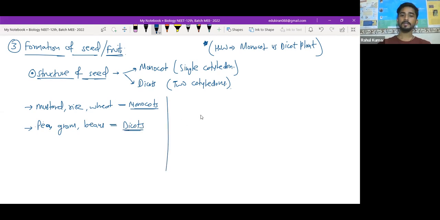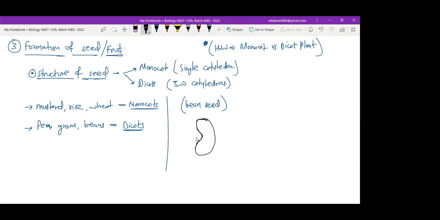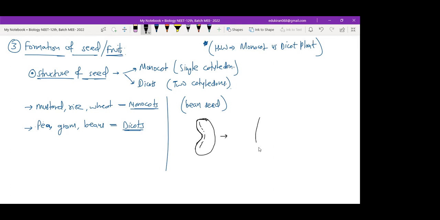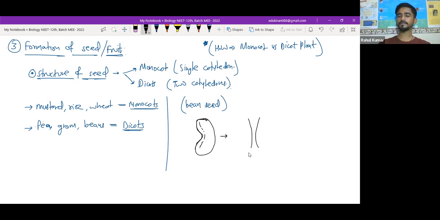For that, let's take an example of a bean seed. Let's take a kidney bean, the one we call rajma. The seed is like this, right? If you see it from the front, you can see that there is a slight line, and you can open the seed into two. The seed can open into two parts.